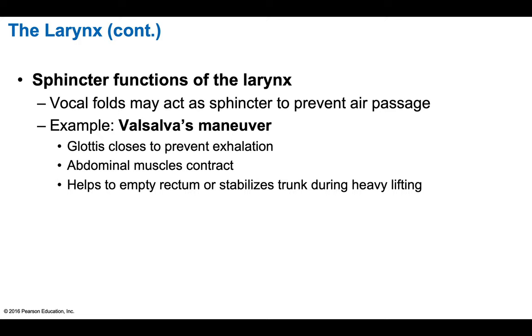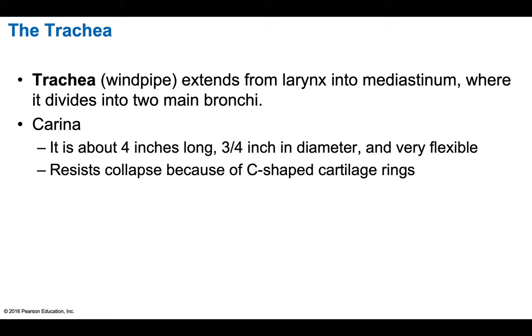The trachea, which is also known as the windpipe, descends from the larynx through the neck and into the mediastinum to the midthorax, terminating at its base called the carina. At that point, it bifurcates into two main bronchi. Now, it's about 10 to 12 centimeters, which is about 4 inches, in length, and about 2 centimeters, or about three quarters of an inch, in diameter. It's also rather flexible and mobile. Structurally, it's made up of C-shaped cartilage rings that give it the property of resisting collapse.